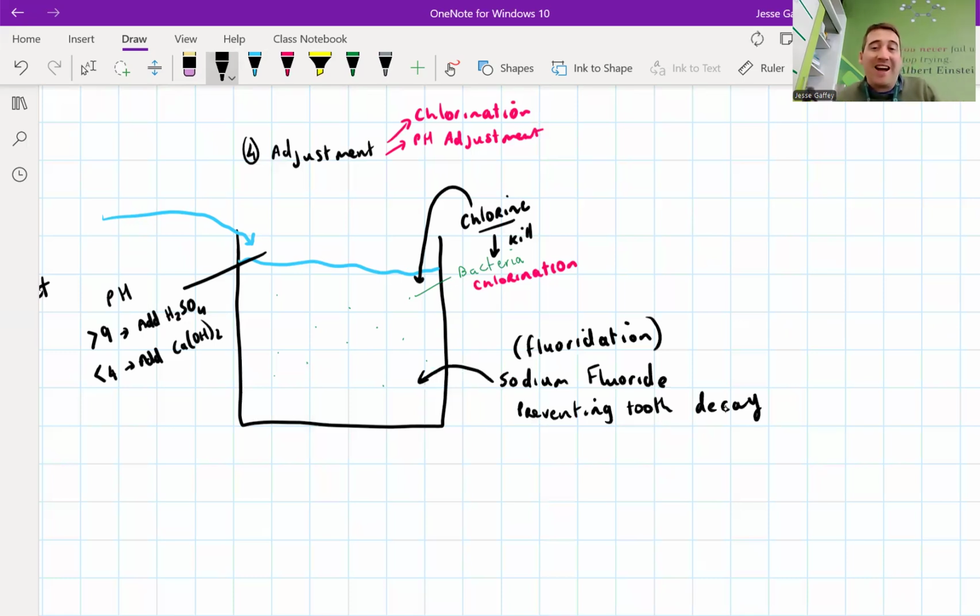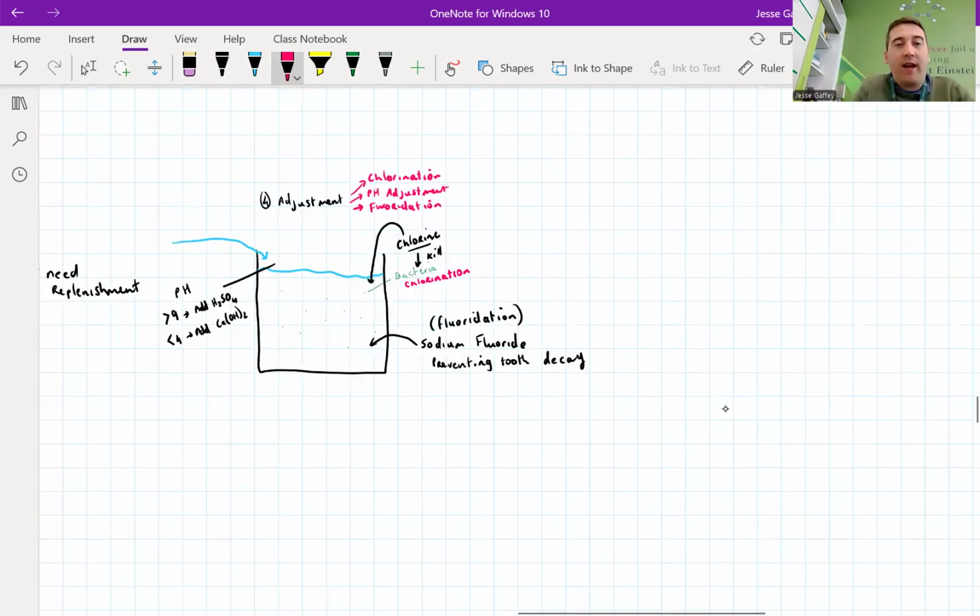Okay, so this is added in Ireland. It's not added in every country, but many countries do add fluoride to the water, and that prevents tooth decay. So that's the final adjustment that gets made. So fluoridation, and the purpose of that is, again, to prevent tooth decay. Okay, so now we understand, and that's it now.